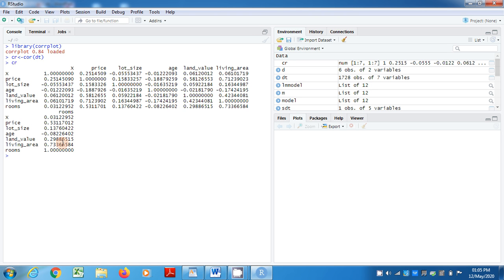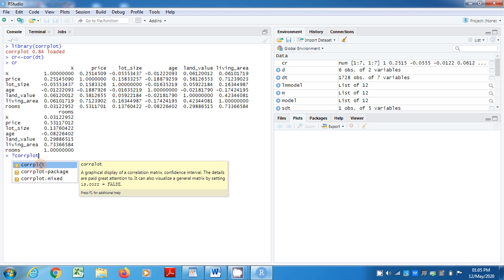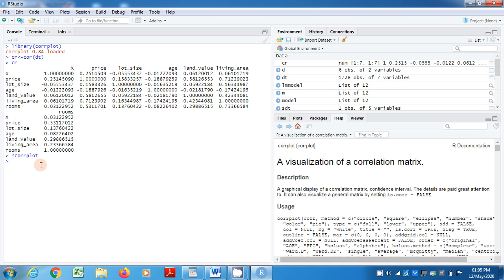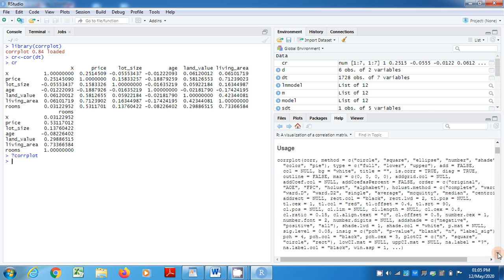If you want to have any help regarding the corrplot function, you can just use help. We'll open it, done. So here you can see the help section. The corrplot function takes this many parameters. So we will use correlation, that means in our case that was CR, and method, the default method is circles, and type, that was lower, upper, or full. So we will use these three parameters here.